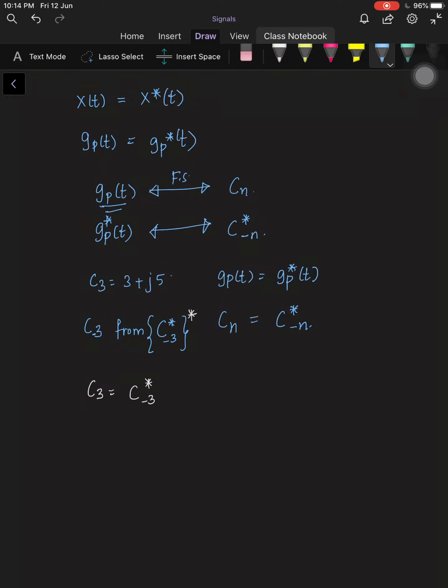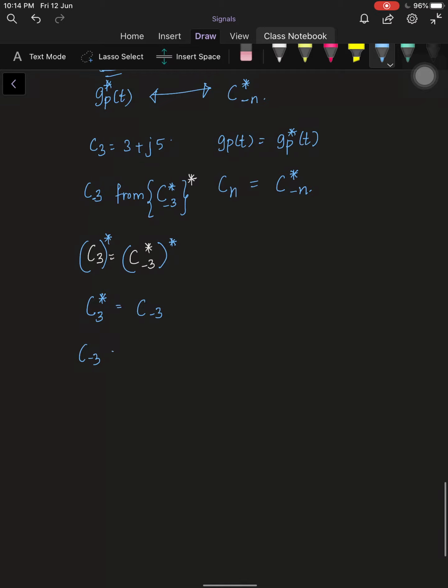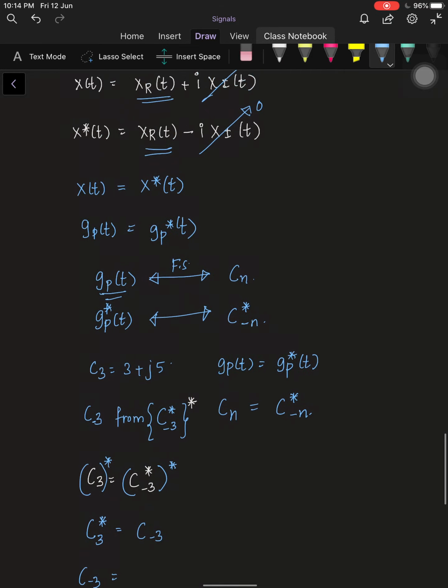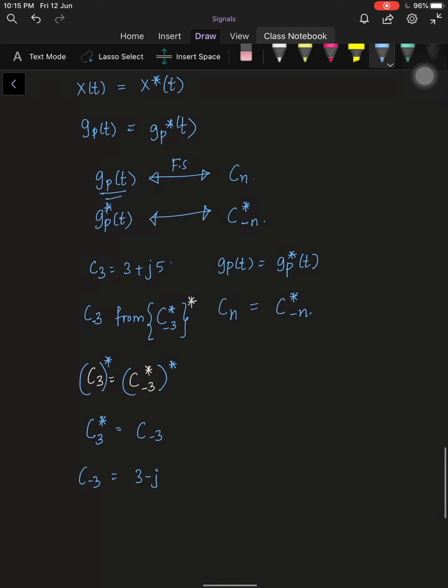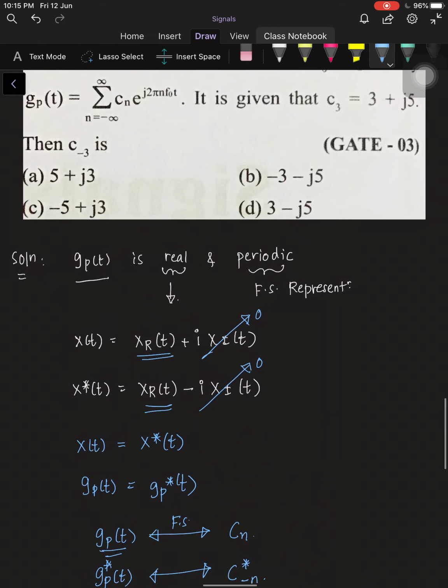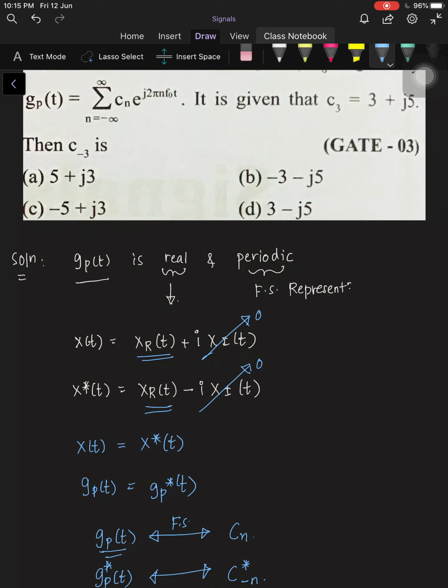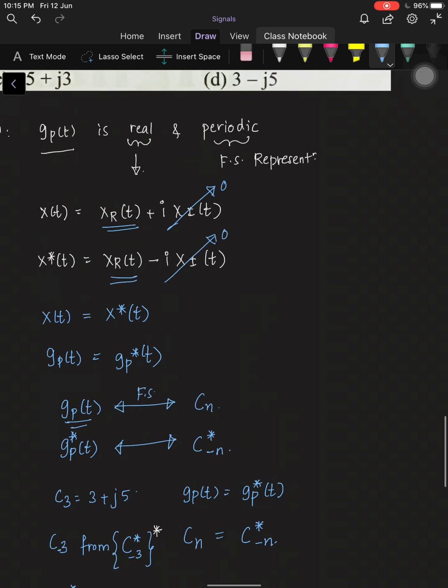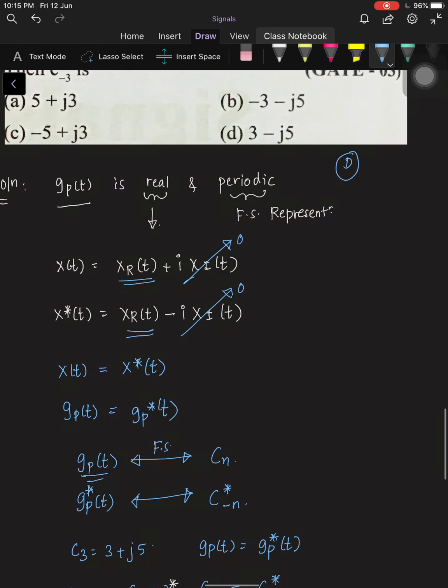If you take the complex conjugate on both sides, this will give us C star, the complex conjugate of the third coefficient, and C of minus 3. So we have C of minus 3, which turns out to be 3 minus j5. So with the help of just a single concept, we came to know that the value of C of minus 3 is 3 minus j5. So the answer is option D.